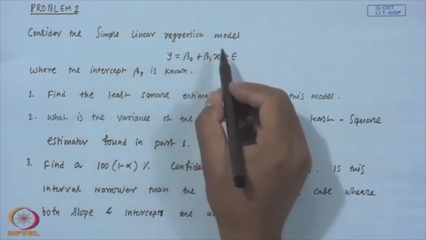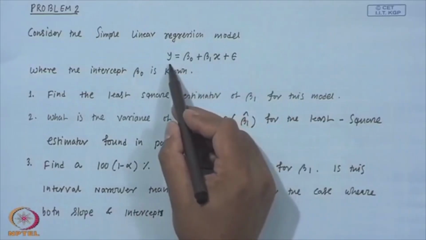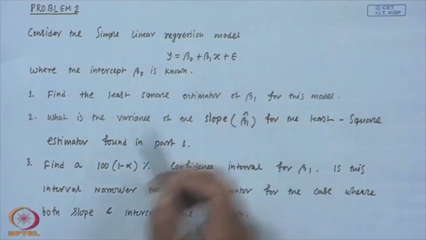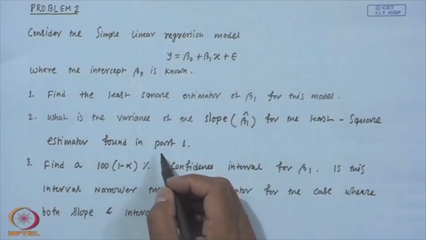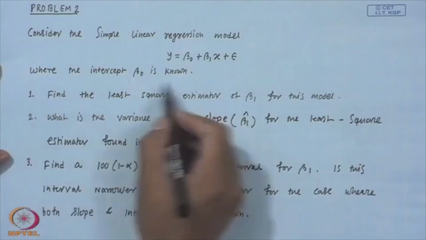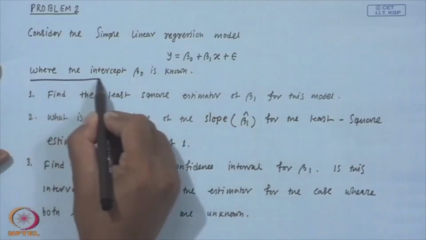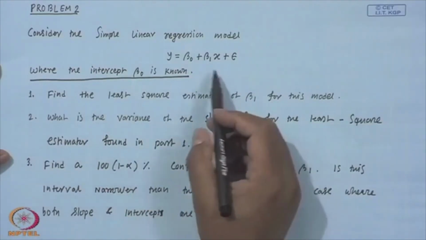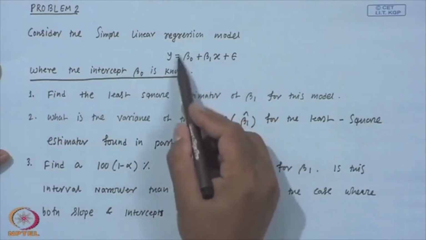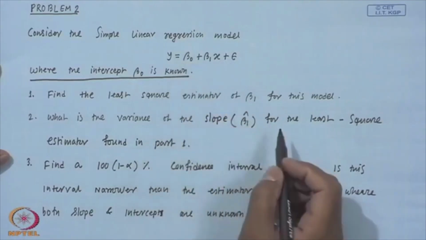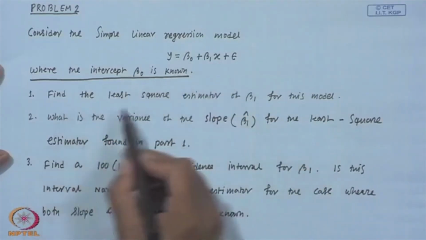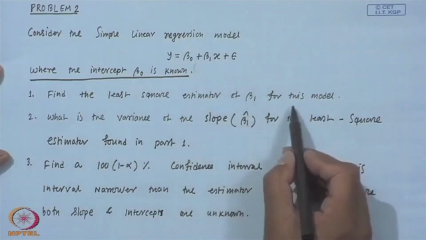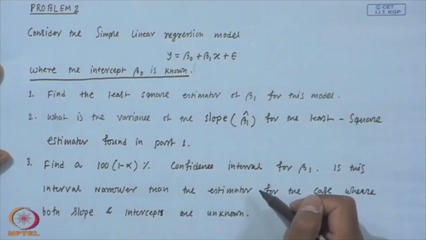Consider the simple linear regression model y equal to beta naught plus beta 1 x plus epsilon, where the intercept is known. So, this is something new. So, for this linear model, the beta naught is already known. Okay. Then what you have to do is find the least square estimator of the slope beta 1 for this model. This is the first problem.